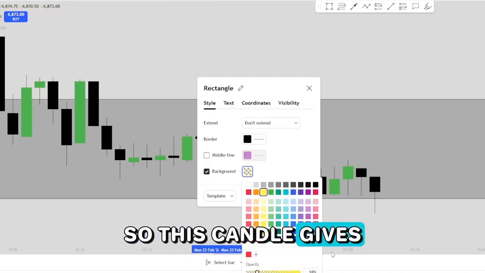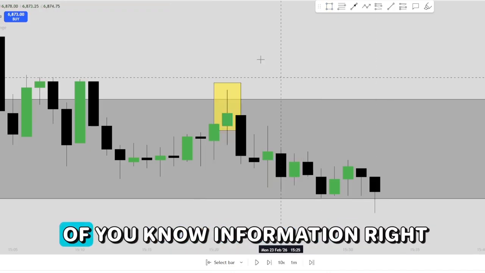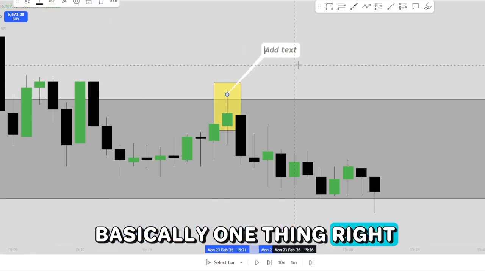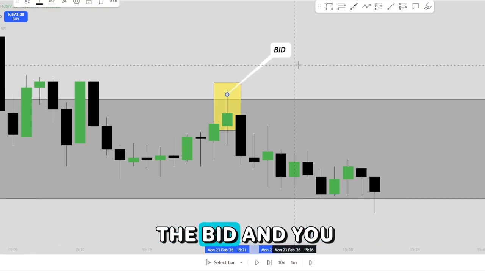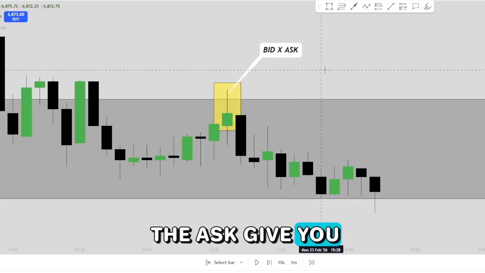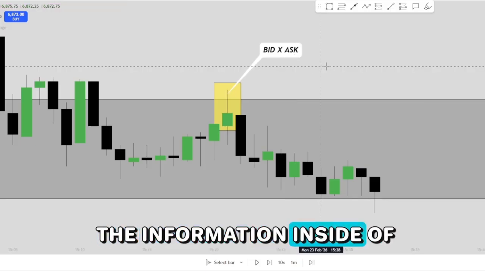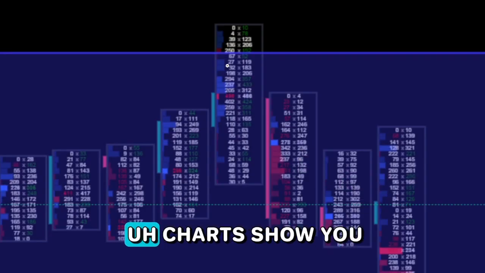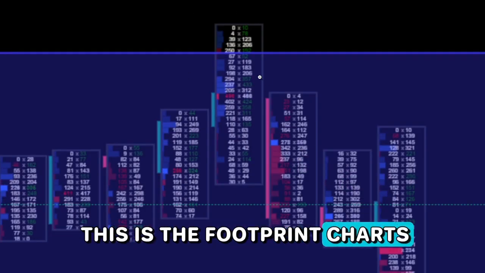This candle gives you a bunch of information. It tells you basically one thing. If you just take a look at the bid and compare it to the ask, the bid and the ask give you the information inside of the candles. This is what this chart shows you. This is the footprint chart.